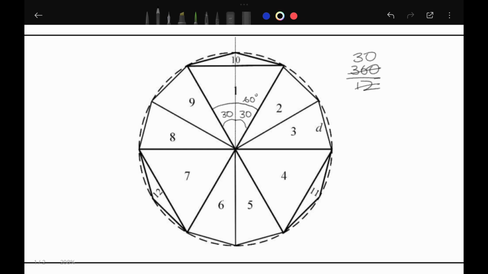Now we also know that these two sides are equal. For triangle 1, these two sides are of length r, which means through the property of triangles, where if two sides are equal, these angles must also be equal, right?